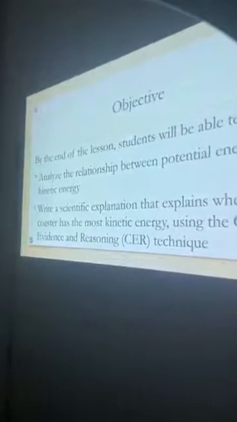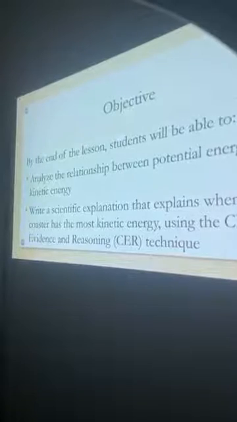For our objective for today, we have 2 objectives. The first one is by the end of the lesson, students will be able to analyze the relationship between potential and kinetic energy. Again, we're still working on potential and kinetic energy. We're going to write a scientific explanation that explains when the roller coaster has the most kinetic energy using claim, evidence, and reasoning. So today we're still talking about the relationship between kinetic and potential, and we still want to emphasize how we write claim, evidence, and reasoning. That is the goal.